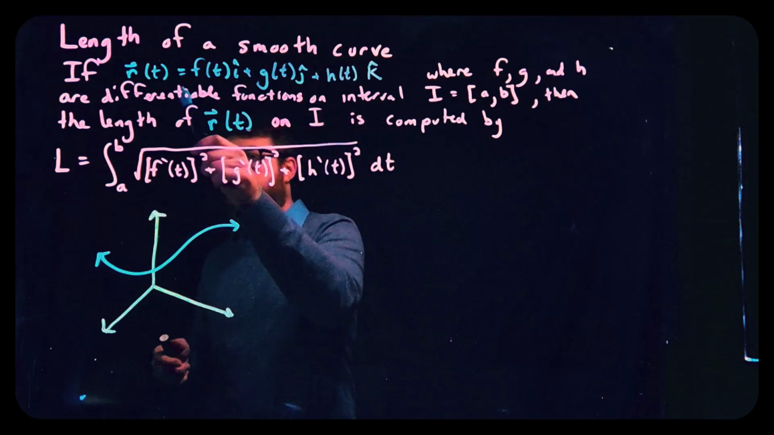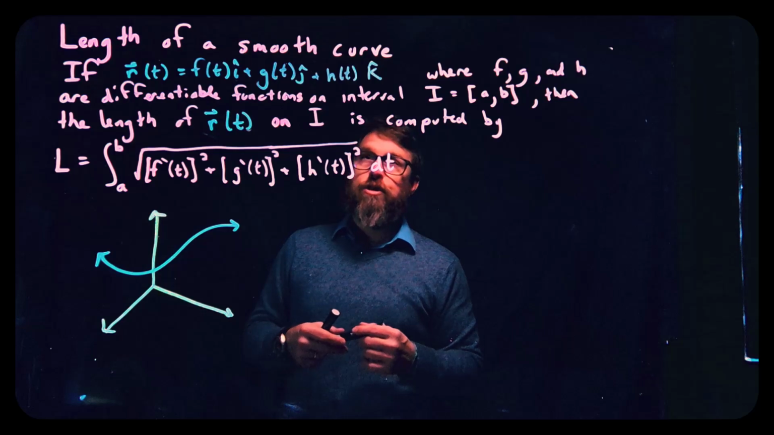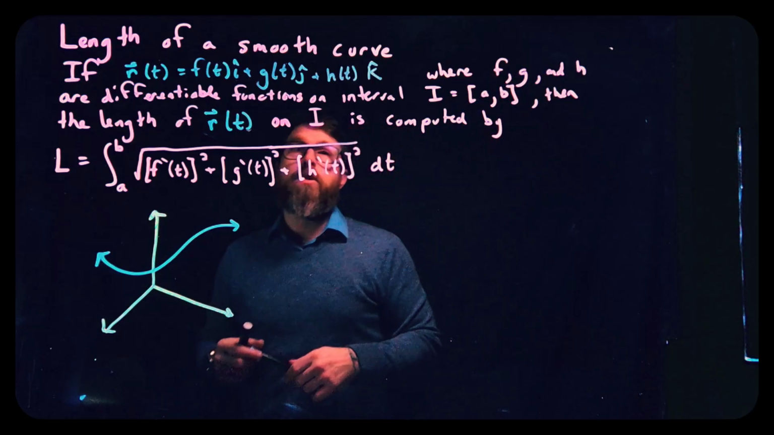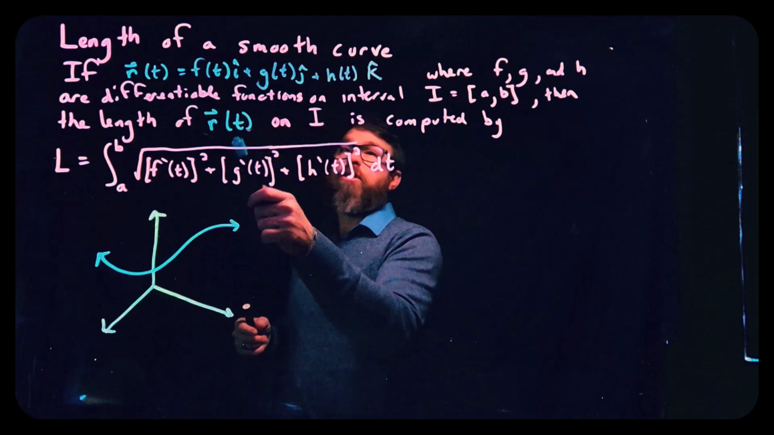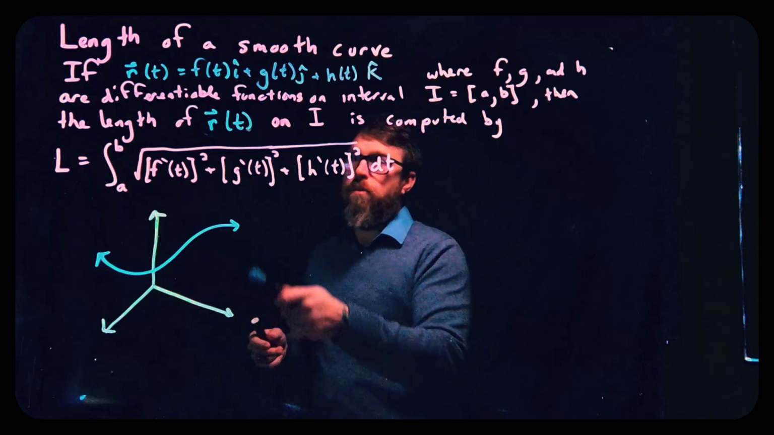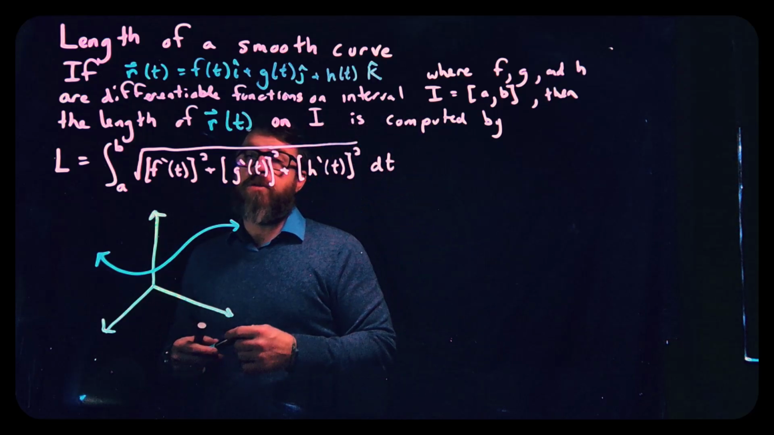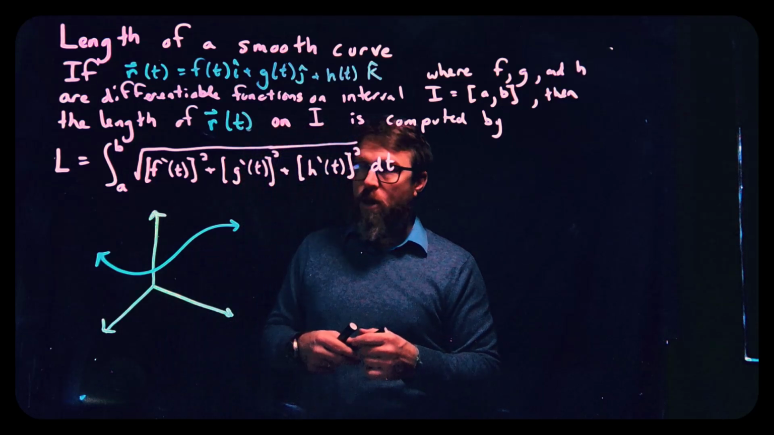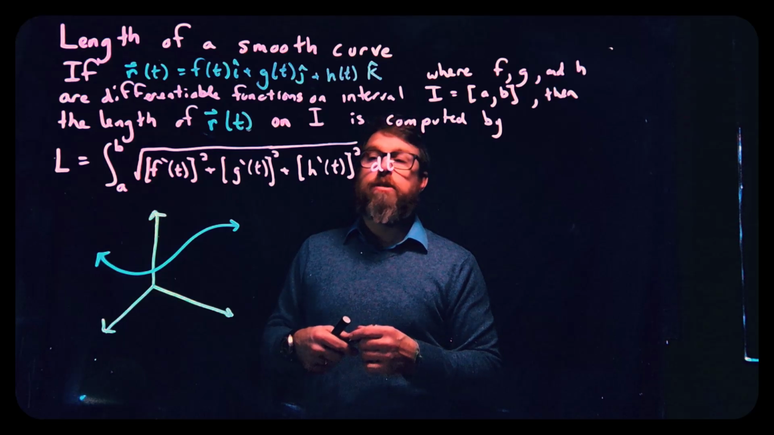So, if I give you this vector valued function r of t, which is defined by f of t i plus g of t j plus h of t k, where f, g, and h are differentiable functions on some interval I, then the length of this curve on I is computed by this thing right here. It's going to be the integral from a to b of the square root of f prime of t squared plus g prime of t squared plus h prime of t squared with respect to the parameter t.